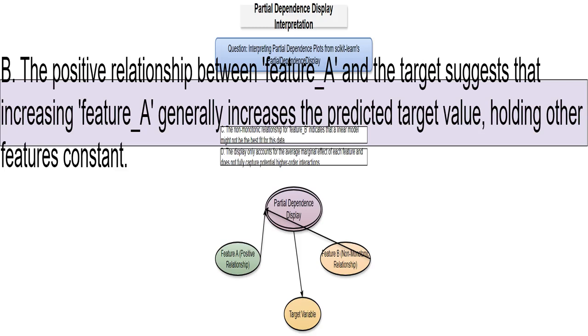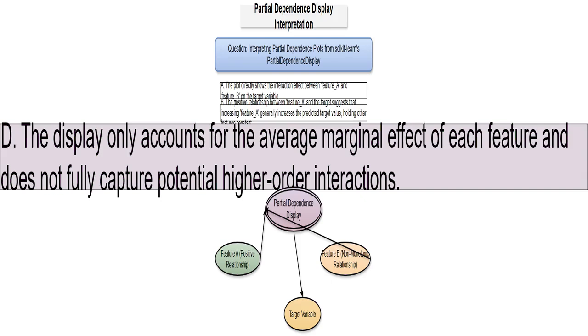I agree. The curved, non-monotonic relationship for feature B strongly suggests that a linear model, which assumes a straight line relationship, would not accurately capture the data's complexity. A more flexible, nonlinear model would be a better choice. Precisely. The partial dependence plot focuses only on the average effect of each feature on the target, ignoring how different feature values might interact to affect the prediction. This averaging process means it might miss subtle, complex interaction effects.